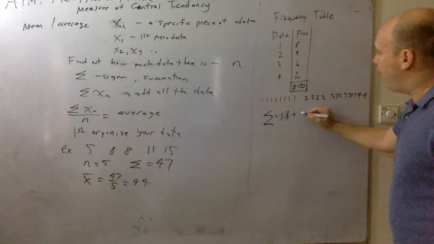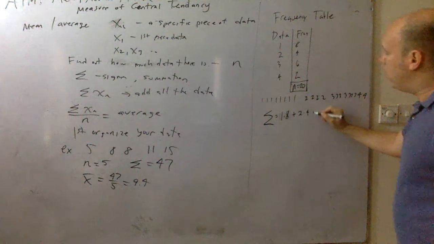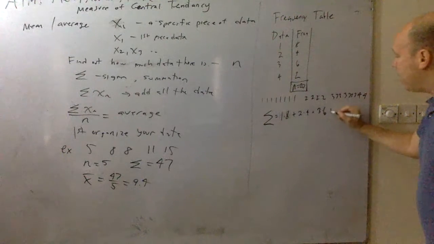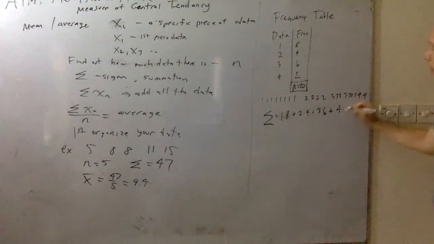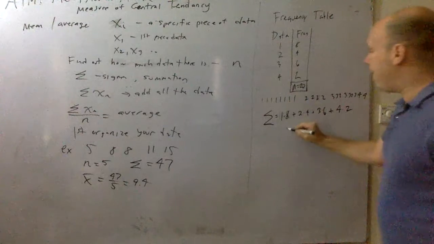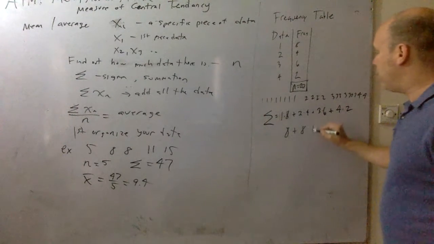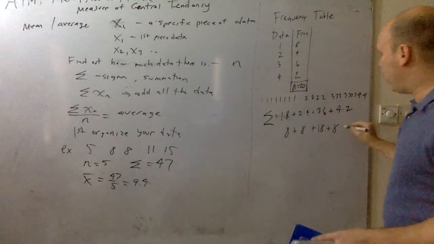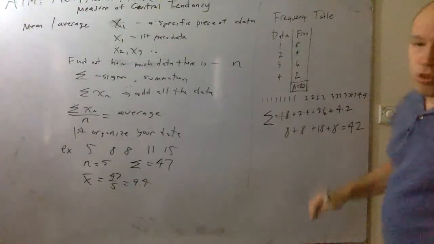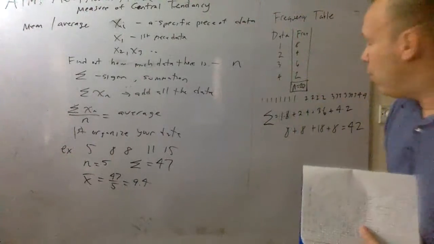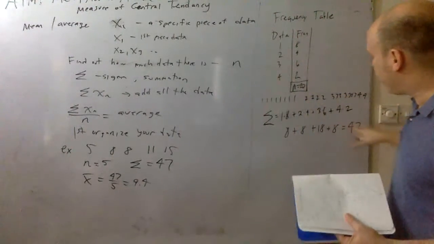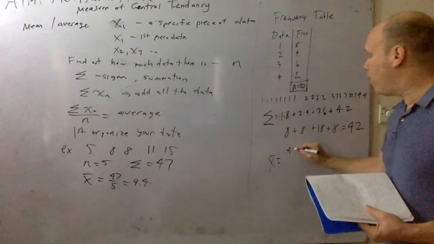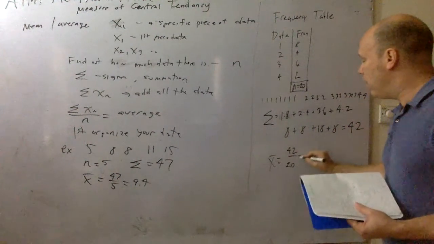And there's 4 pieces of 2. And there's 6 pieces of 3. And there's 2 pieces of 4. So we have 8 plus 8 plus 18 plus 8, 24, this equals 42. So in total, 20 people rode the bus for 42 hours. Therefore, the average is 42 divided by 20.